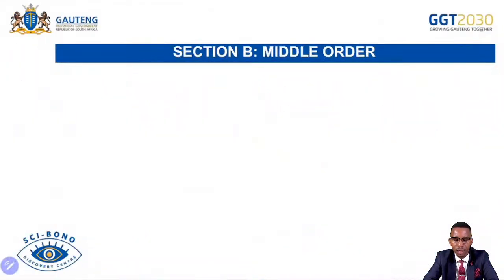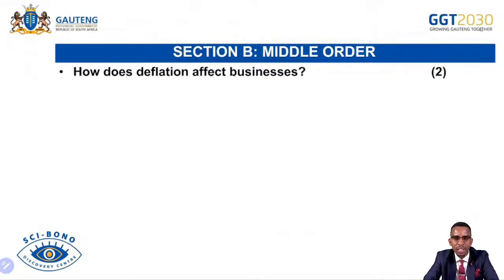And then we'll continue with the Mugler order. How does deflation affect businesses? Remember, deflation refers to the sustainable decrease in the general price level. So let's look at the business side now. If ever there's a deflation, that means inflation has decreased below 3%. How will that affect business?